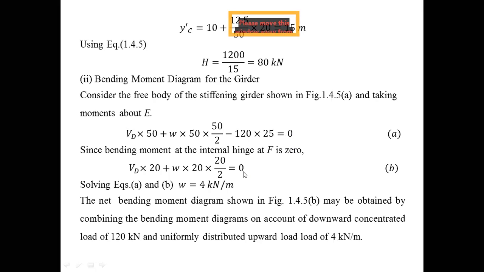Again, take the bending moment at F equal to 0. Let us take it here. This is the determinate stiffening girder. It is very simple to find the uniformly distributed load by taking moments at E and at F. Solve these two equations and get W equal to 4. After knowing this 4, you can draw the bending moment diagrams.